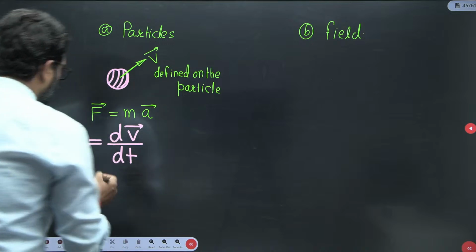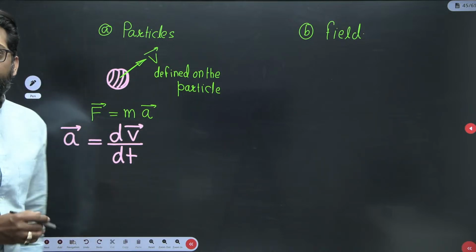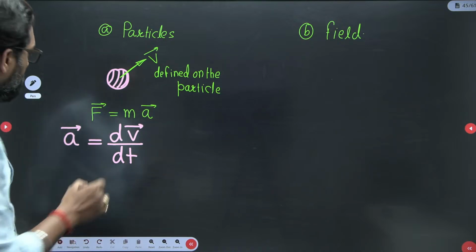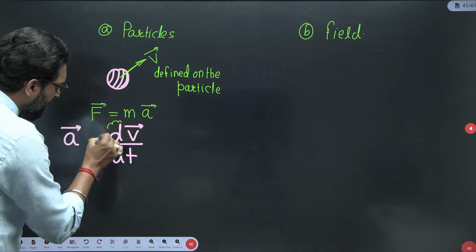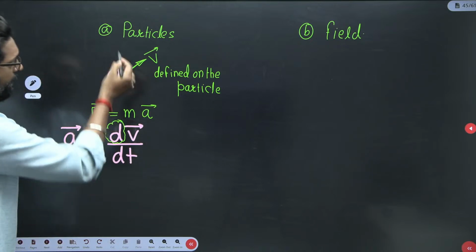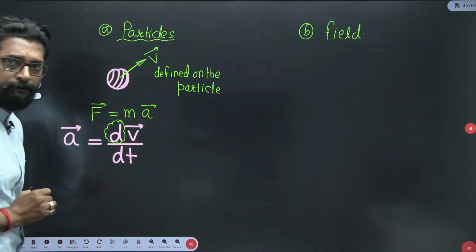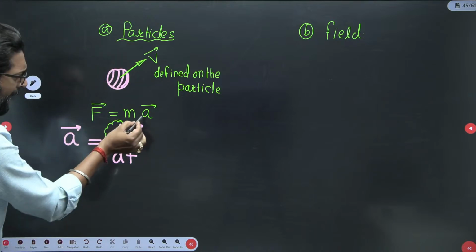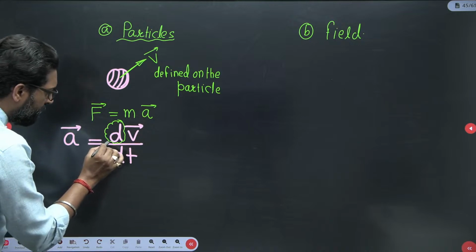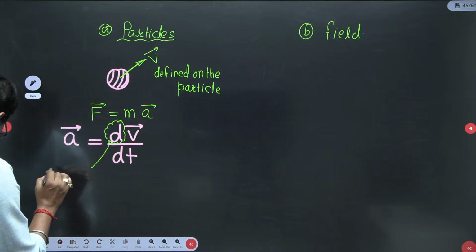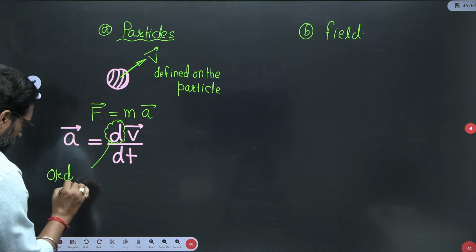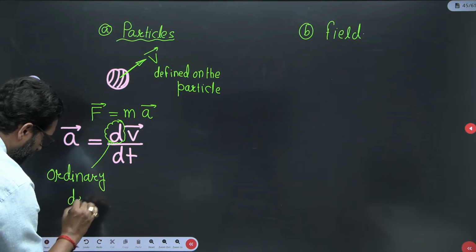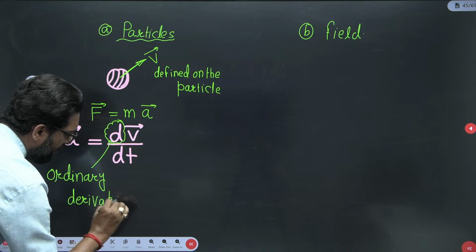In the particle approach, we want the acceleration, and this acceleration is the kinematic parameter. This d is your ordinary differentiation, the ordinary derivative. This is the particle approach.